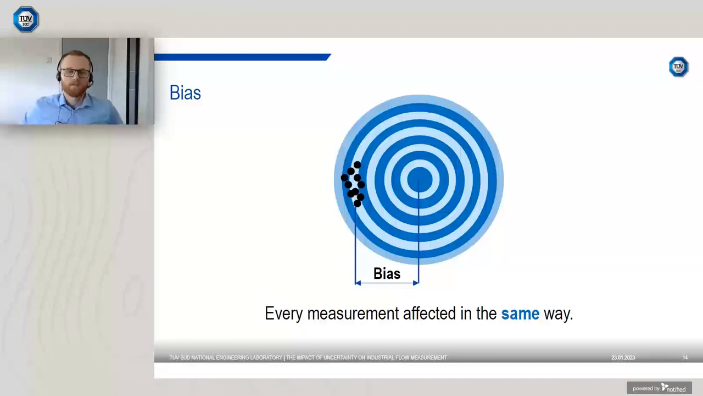And that leads on nicely to bias. This is when essentially all the results are affected in the same way. An example is you could have a very repeatable device with a bias either way. You can correct for bias, but you need to consider the uncertainty in that correction.